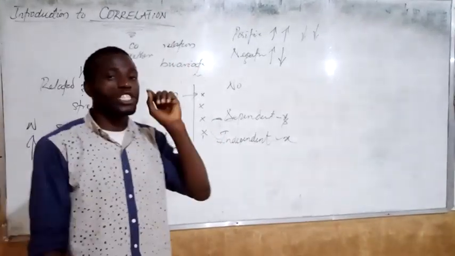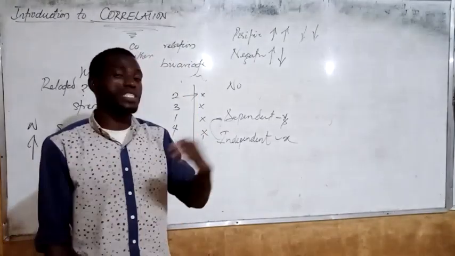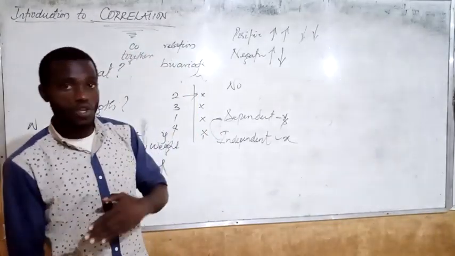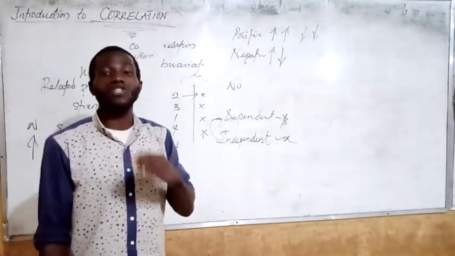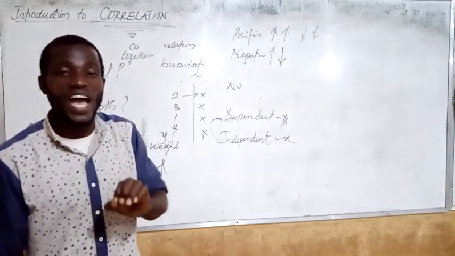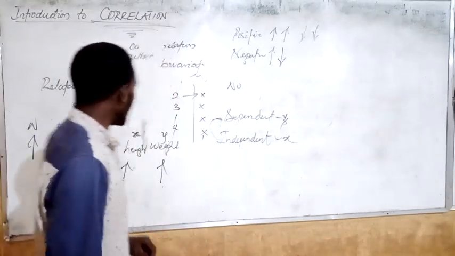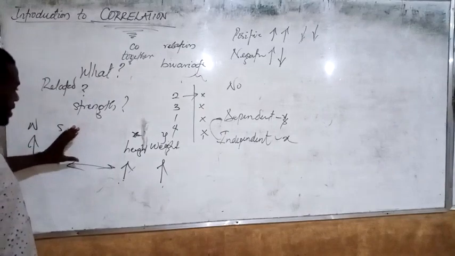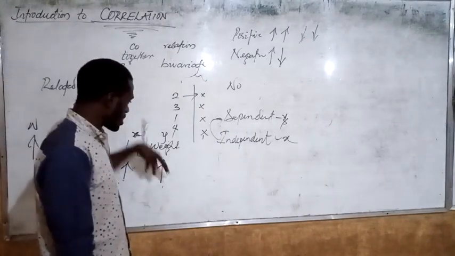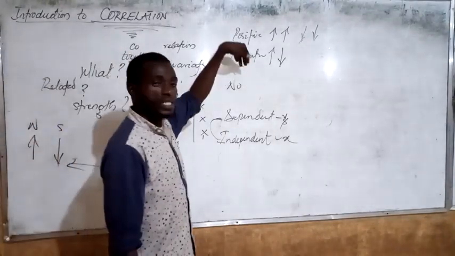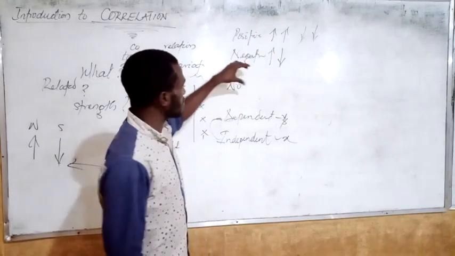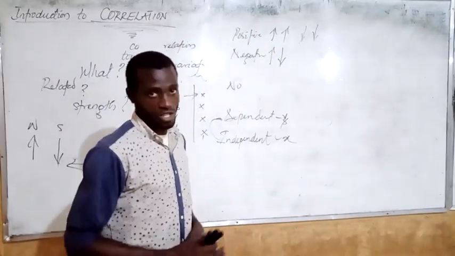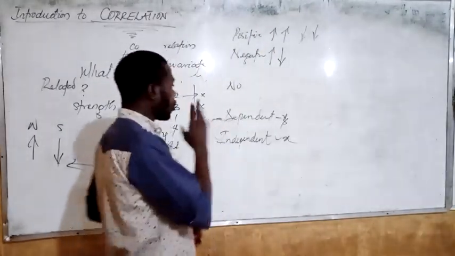Now, I urge you to watch the video from the beginning to the end because somewhere within this video or the second video, I am going to show you a trick that you can use to verify your answer. Now, I said that when variable x increases and this one increases, that is positive; when one increases and the other decreases, that is negative; and this one, no relationship at all, is no correlation.